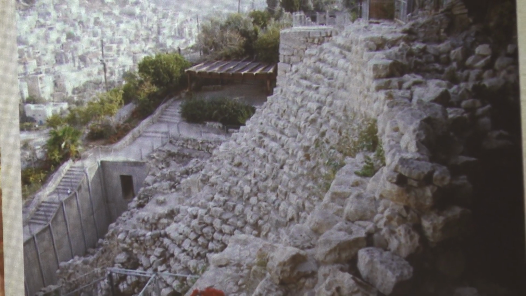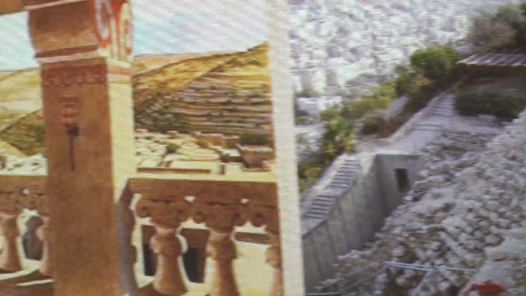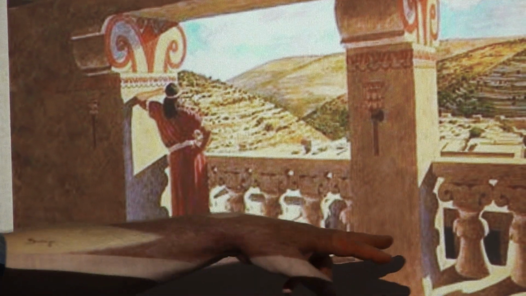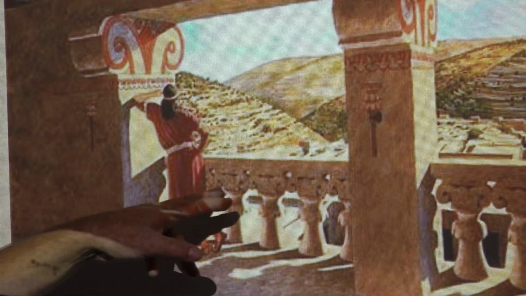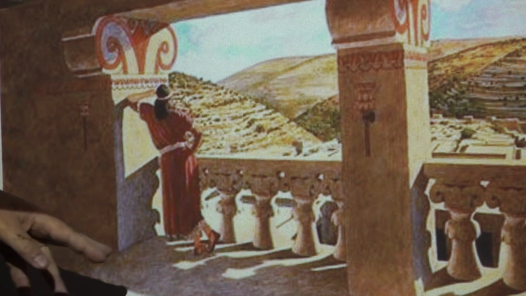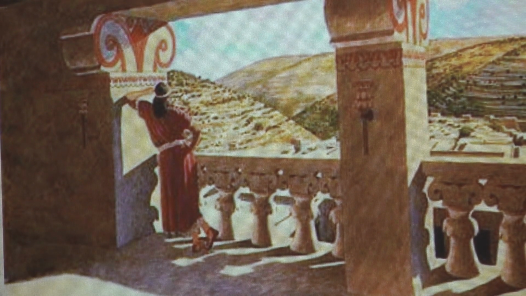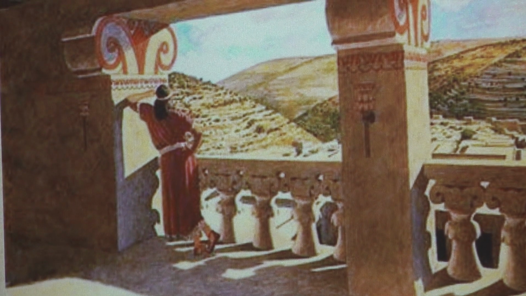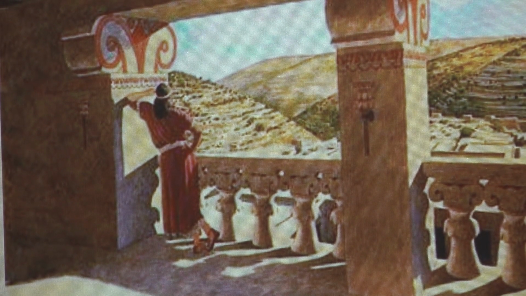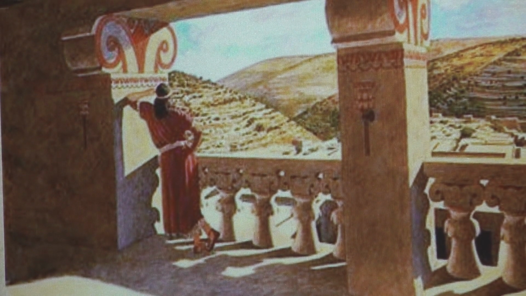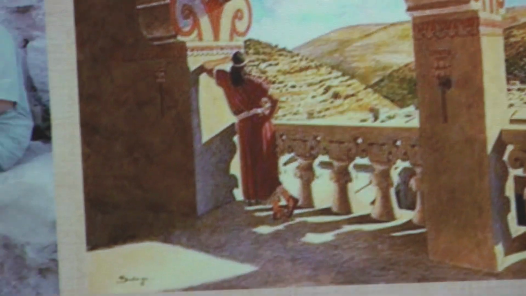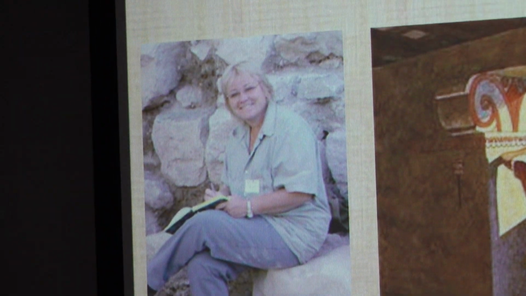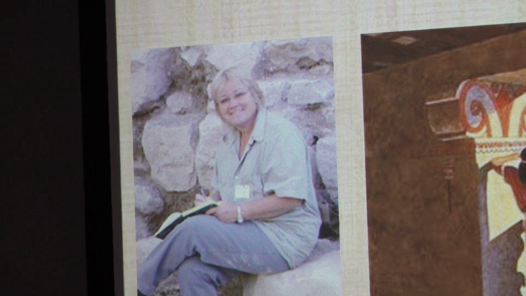Here's an artist's rendition of David looking out on his city. You can see the City of David spread out before him, and the style of volute capitals, which we'll talk about later, and balustrades are known archaeologically. And by the way, it's a picture of Eilat Mazar, who excavated so much of this, and we owe her a great debt of gratitude. She has unfortunately passed away.